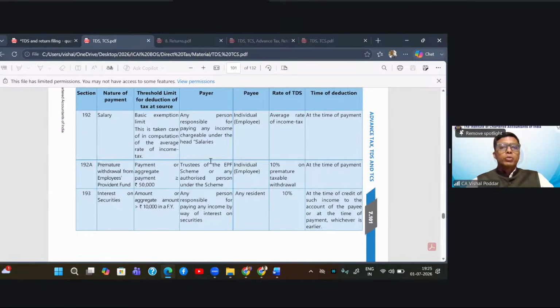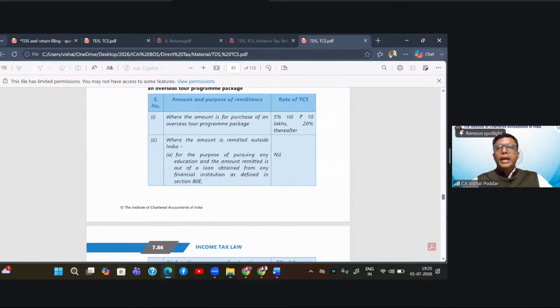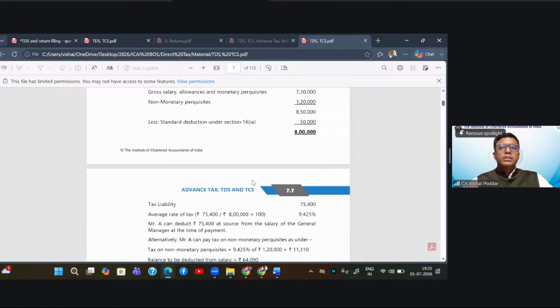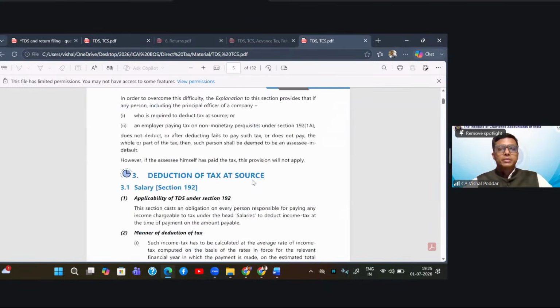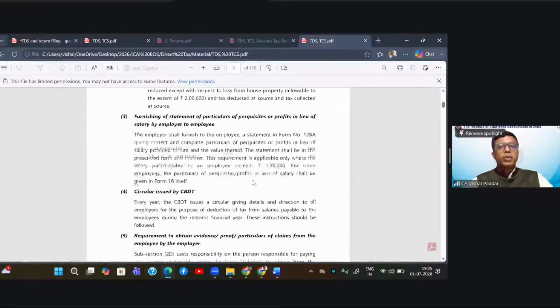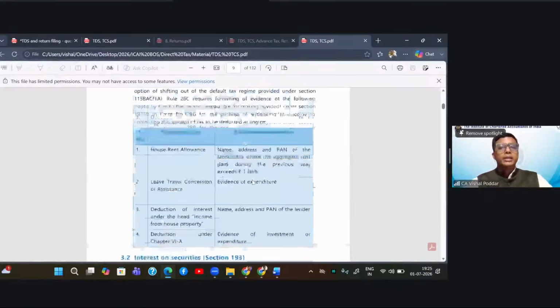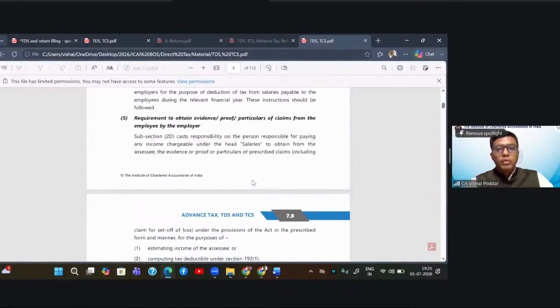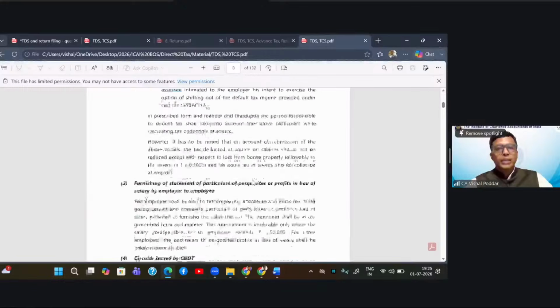Now, who should be the payer? It should be the trustee of the provident fund. Who should be the receiver? It should be the individual employee. And 10%. Now, as per the basic provision, it appears to be applicable, right? But again, as rightly pointed out by Garva, there is an exception. Now, what is the exception, students? See, in TDS, you'll find that the majority of the questions are targeting the exceptions more. So you should be very thorough with the exception part.